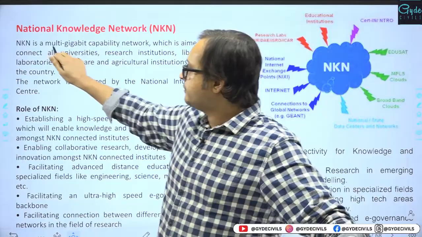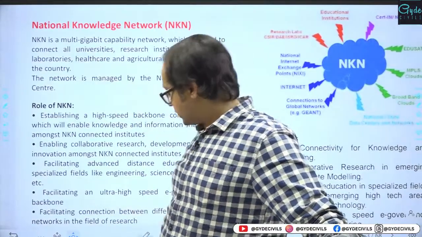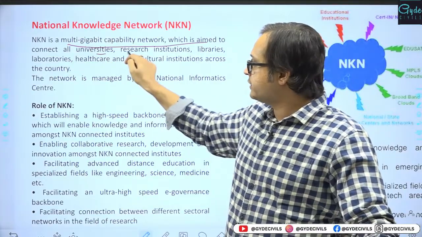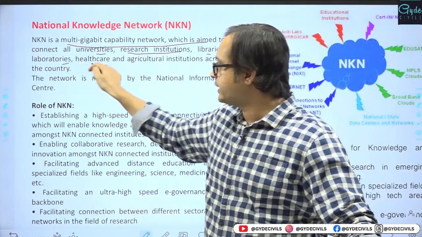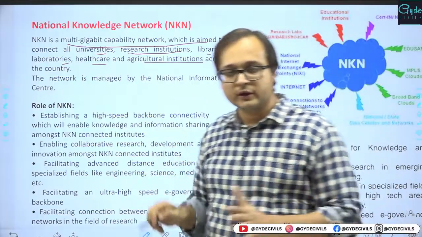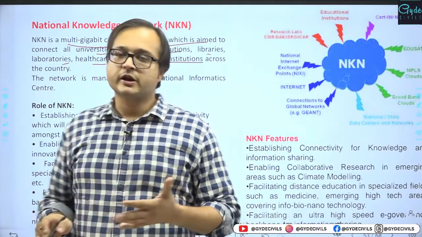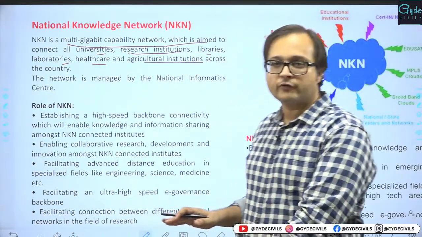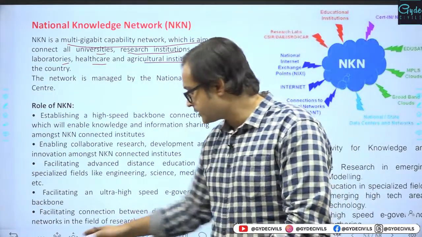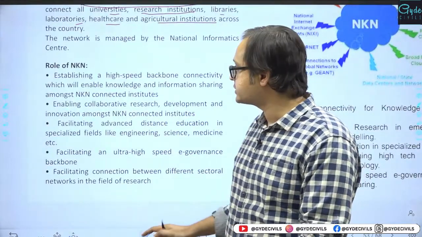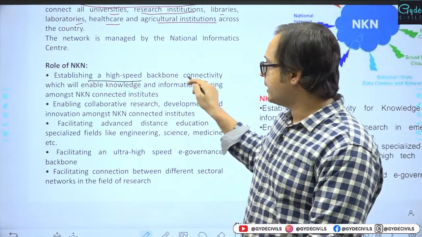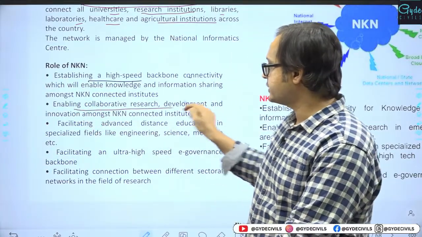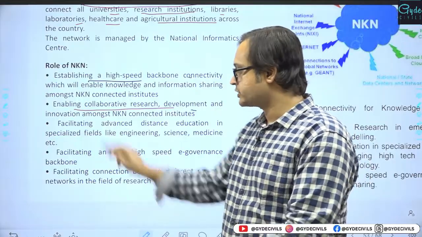So NKN is the multi-gigabit capability network which is aimed to connect all the universities, research institutes, libraries, laboratories, healthcare and agricultural institutes across the country, right? All those which are related to any form of knowledge being created. The basic role of National Knowledge Network, if we understand, is that it helps in establishing a high-speed backbone connectivity for all the educational institutes, enabling collective research and development and innovations, right?